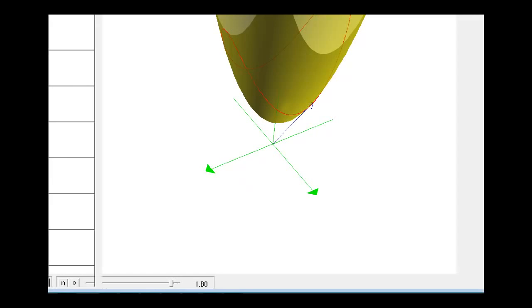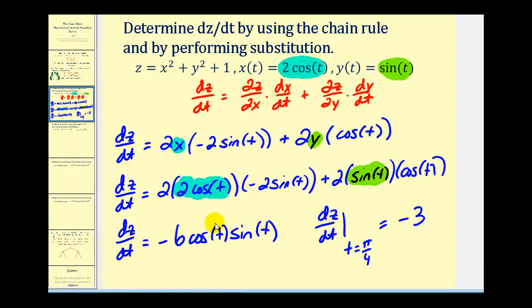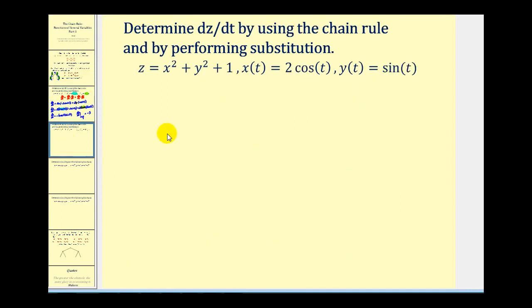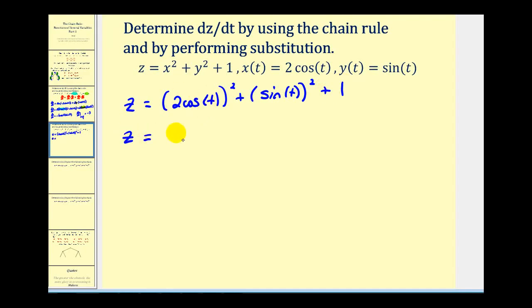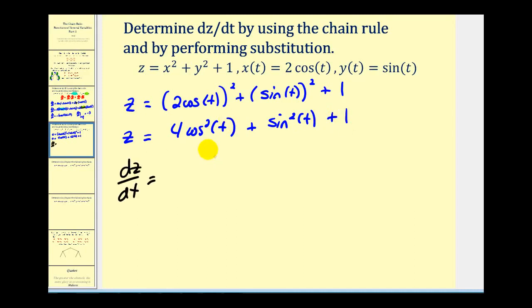Now let's go back and take a look at finding dz/dt using basic substitution to make sure that we get the same derivative. What I mean by that is we're going to replace x with 2 cosine t and y with sine t, and then find dz/dt. And the result should be the same. So z is going to be equal to 4 cosine squared t plus sine squared t plus 1. Let's go ahead and determine this derivative here.